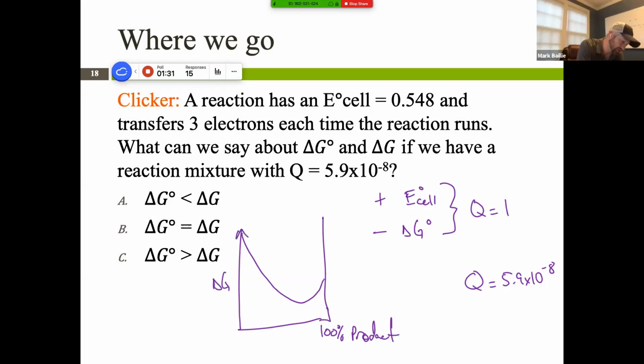This is our delta G. So when we were at standard conditions, we were right here on that Gibbs free energy diagram. We had a Q equal to 1. Where's our Q now? Is it further to the left or further to the right? Maybe to the left. Like way up here, right? So this Q value here is way up top. So that means that it has much, much further to go to get to K.